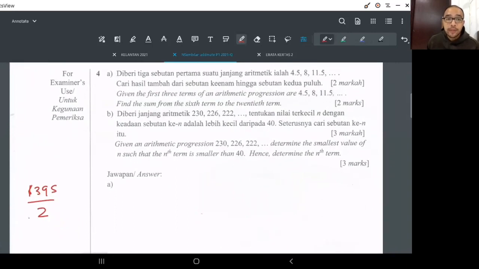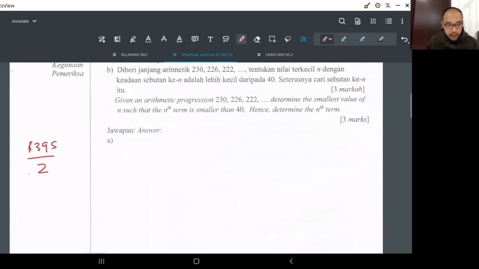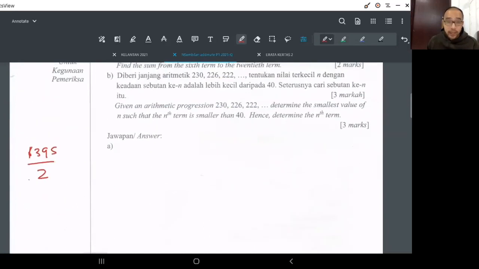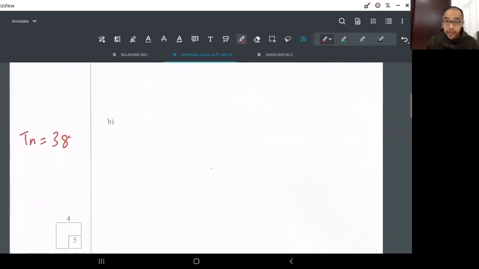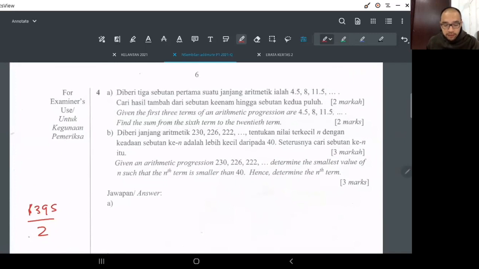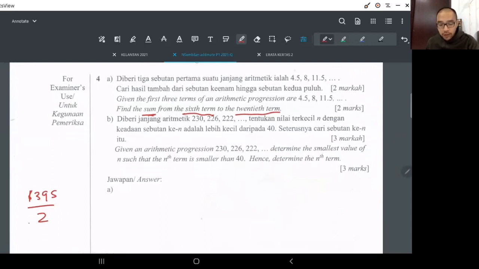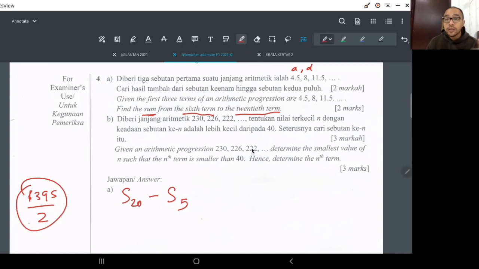Of the many questions in this paper, this is kind of one of the easiest lah. It's quite simple. The answer is 1395/2 for question A, and question B is Tn equals to 38. You're given the first three terms, find the sum of the sixth term to the 20th term. This is again conceptual. Of course, you have to find the value of A and the value of D. That's very normal. The sum of the sixth term to the 20th term is S20 minus S5. Be very careful. It's not S20 minus S6. It's S20 minus S5. The sixth term, you want to include the sixth term. That's why you don't find S6. So you get the answer 1395/2, or something similar to that.